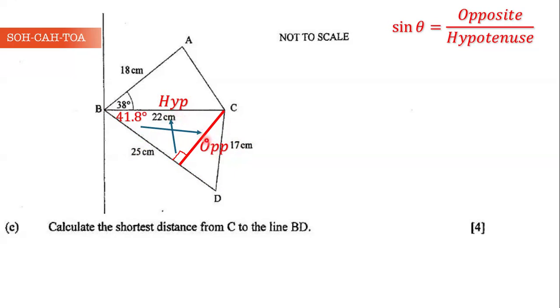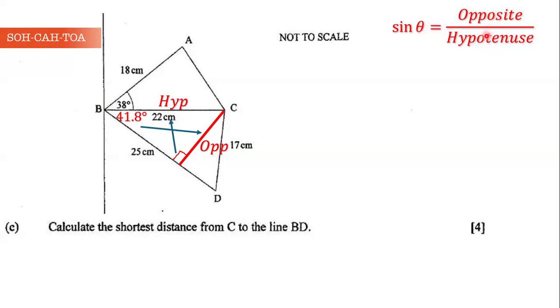And since we're dealing with the opposite and hypotenuse, we have to use the sine trig ratio. So we have to use sine of theta. This is SOHCAHTOA. The S is for sine, the C is for cosine, and the T is for tangent. But we're going to use sine of theta because that involves the opposite and the hypotenuse. Sine theta is going to be equal to opposite over hypotenuse.